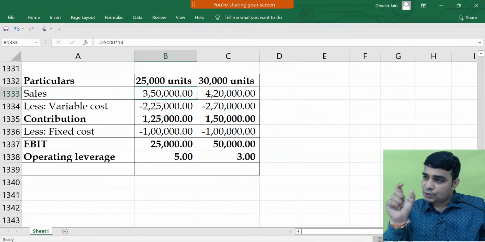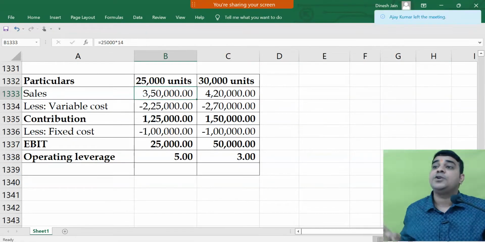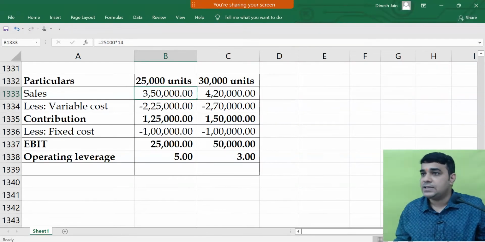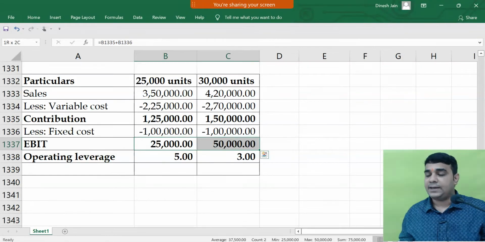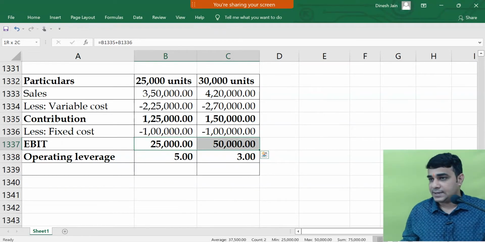If sales is going up by 20%, EBIT will go up by 20% into 5, which is 100%. EBIT would have doubled. From 25,000, EBIT has doubled to 50,000. When sales went up only by 20%, EBIT has doubled in this case. Clear?